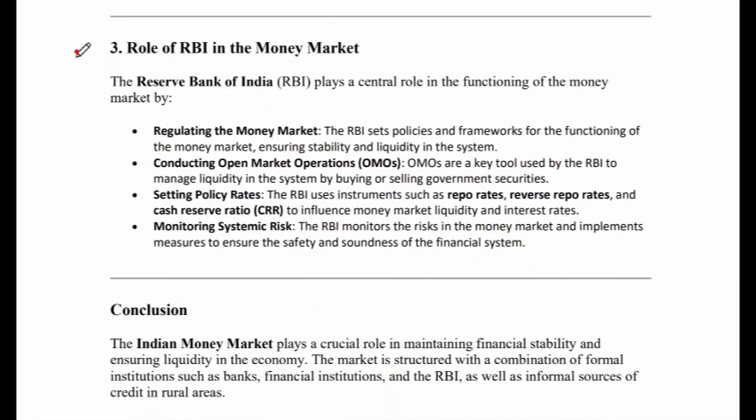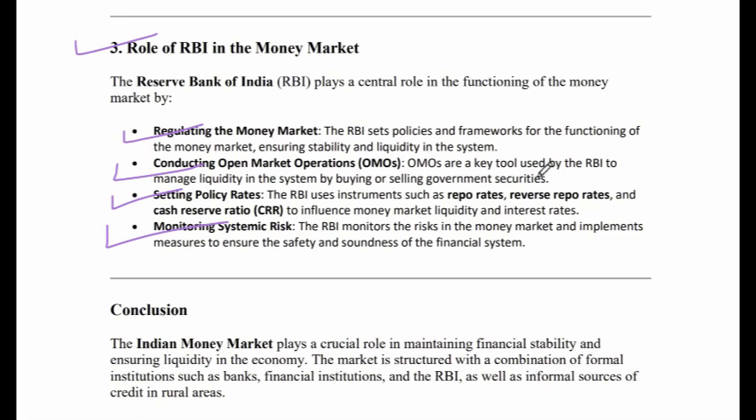Third is the role of RBI in the money market. The Reserve Bank of India plays a central role in the functioning of the money market by regulating the money market, conducting open market operations, setting policy rates and monitoring systemic risk. RBI sets policy and frameworks for the functioning of the money market, ensuring stability and liquidity in the system.